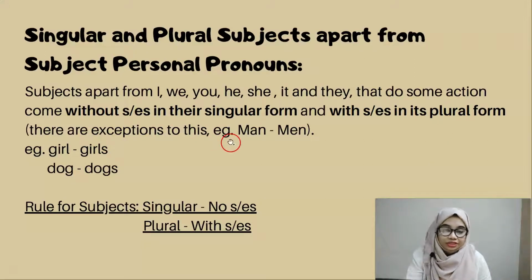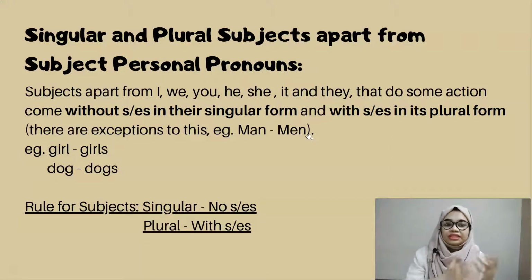But if the subject comes with S and ES, then it is a plural subject. Now there are exceptions to this, for example, man and men. Not all subjects take S or ES to change into their plural forms. Some subjects will change the spelling in some different manner. But for the general rule, without S and ES is singular, with S and ES is plural. Example, girl becomes girls, dog becomes dogs.